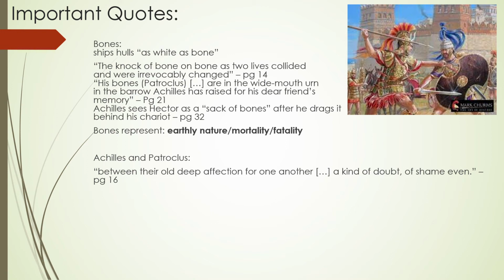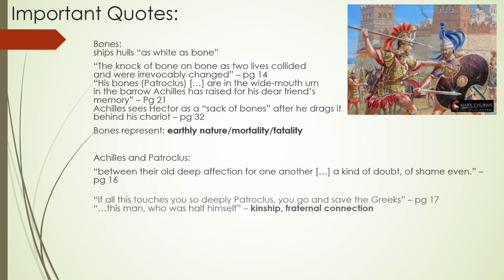"So here, between their old deep affection for one another, a kind of doubt, of shame even." So we've got this idea of, they were so united, the two adopted brothers were so united, but now this thing, this offense that Achilles feels, and removing his army, there's a doubt in that relationship. So there's a tension between those two, and maybe there's shame involved. And pride and shame are huge things for the Greeks and the Trojans.